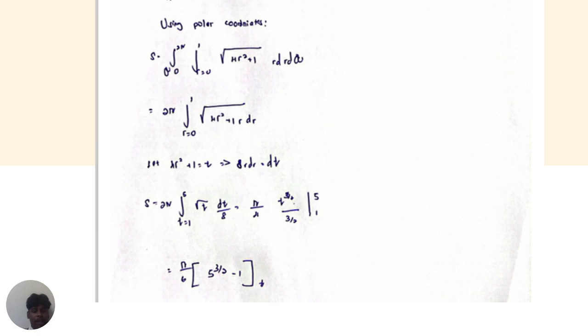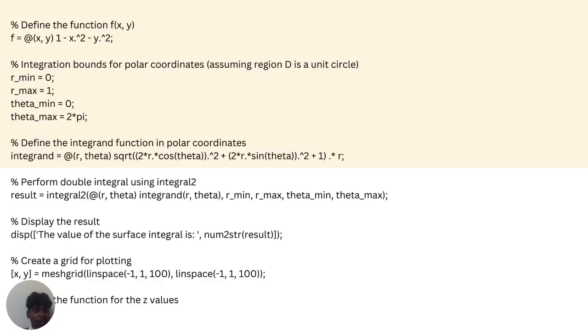Okay, let's see the coding. First we define the function f of x and y, which is 1 minus x square minus y square. After that I mention the polar coordinates, assuming the region D is a circle with r from 0 to 1 and theta from 0 to 2 pi, as stated in the question.